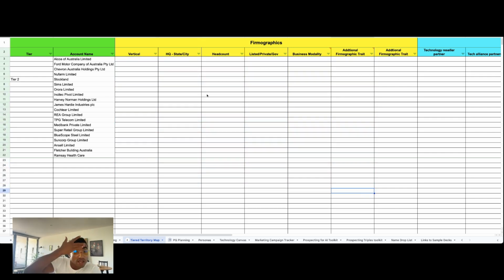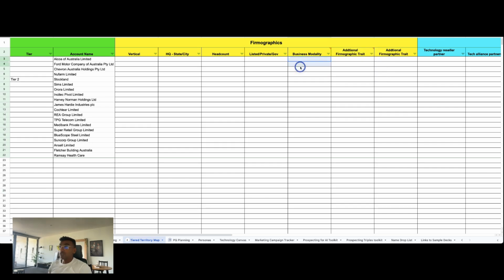So if you have about 100 accounts, you can get this done pretty quickly. It might take you a couple of days, but it's totally worthwhile. You can probably use AI to speed a lot of this up as well. So you can punch it into AI and just say, hey, give me a company headcount, give me a location, tell me if they're listed, tell me if they're private or public or government. You can do all of that, right?